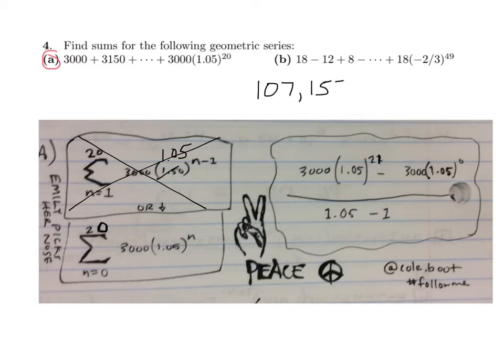107,157.75. I'm trusting Mason there, he used his calculator correctly. And that's what he got.